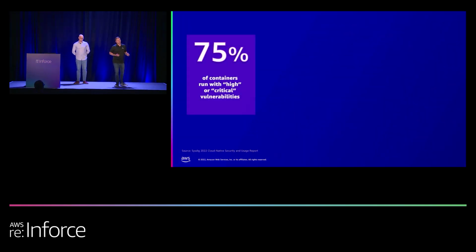A few stats to start the presentation. If you've seen Sysdig, we do produce a report on cloud native usage. There's quite a few useful statistics in there. Most of these are actually relevant to Fargate and serverless. The first is, 75% of containers run with high or critical vulnerabilities.